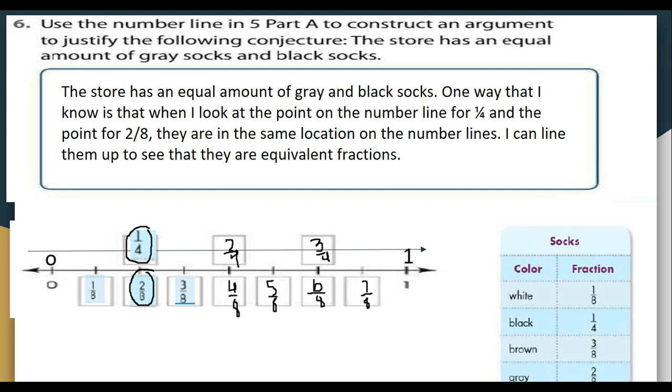One way that I know is that when I look at the point on the number line for 1/4, which we started with, and the point for 2/8, they're in the same location on the number lines. I can line them up. You can see how they're lined up to see that they are equivalent fractions because they line right up to one another right there. They're at the same point on that number line. So right here. Okay.